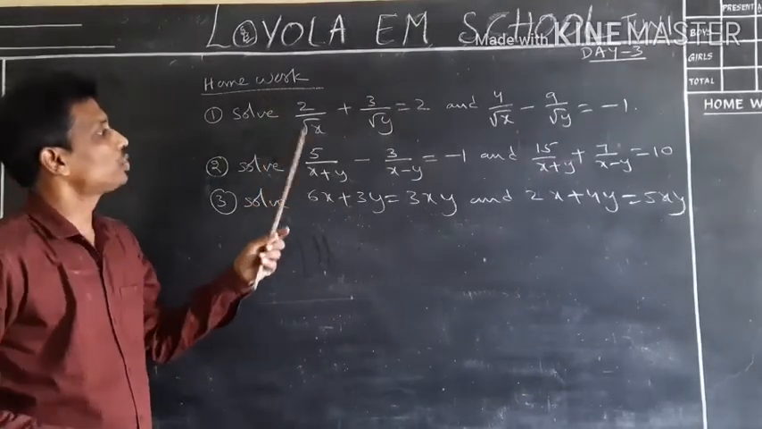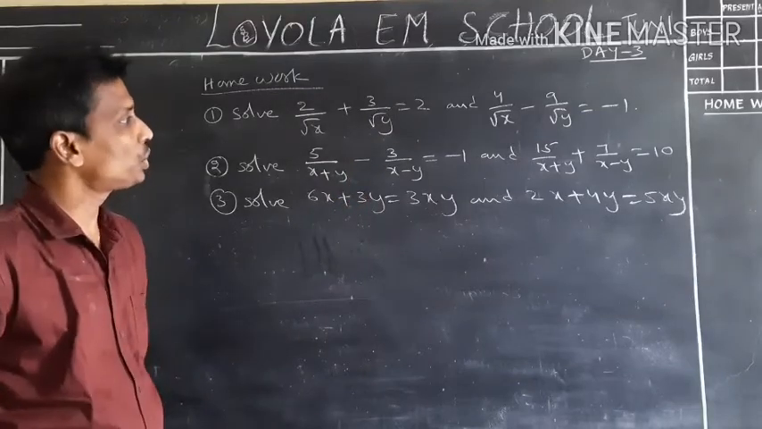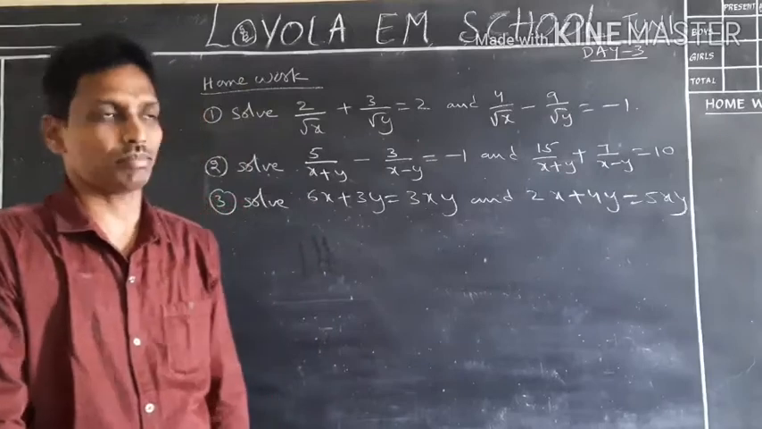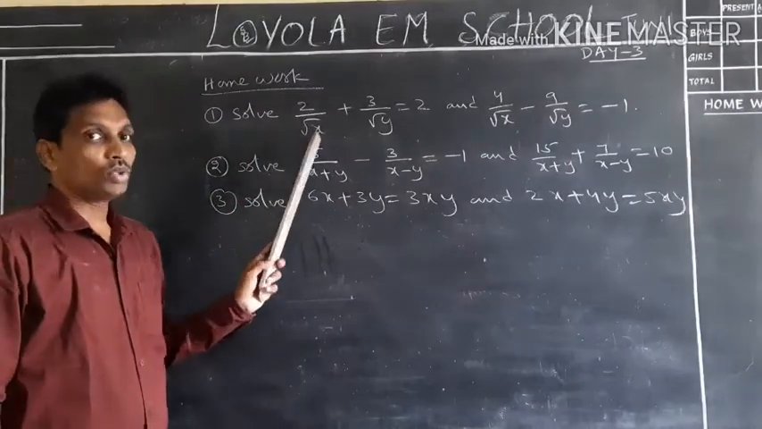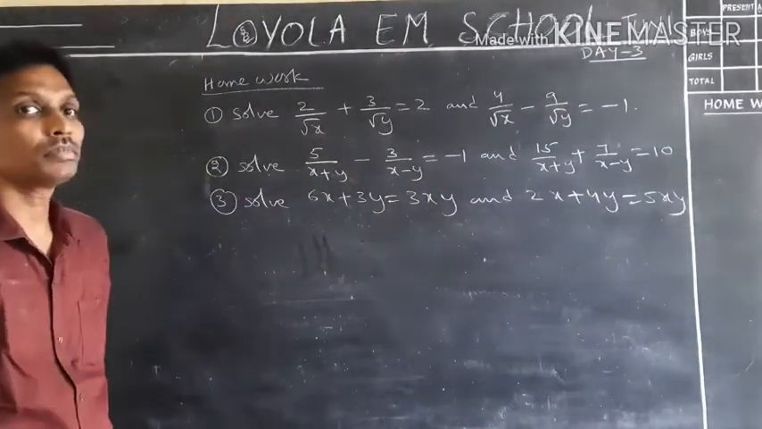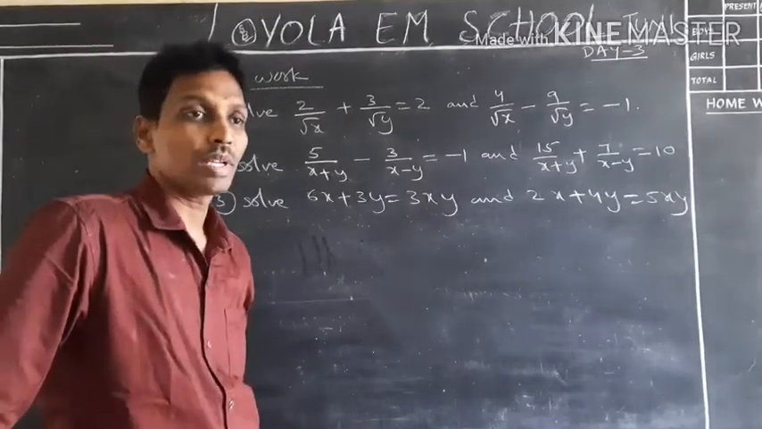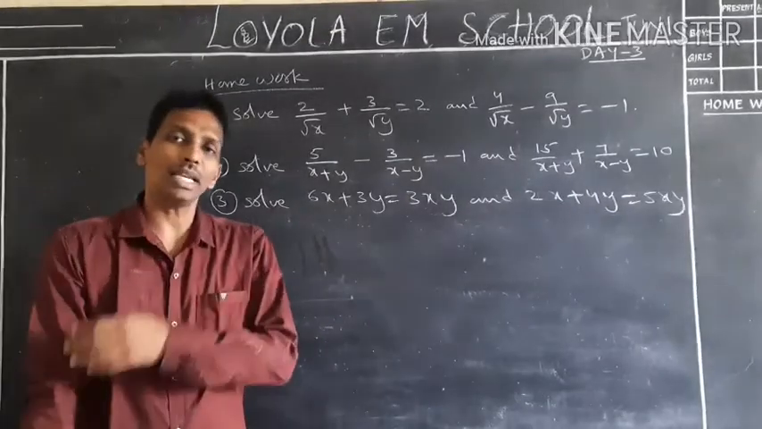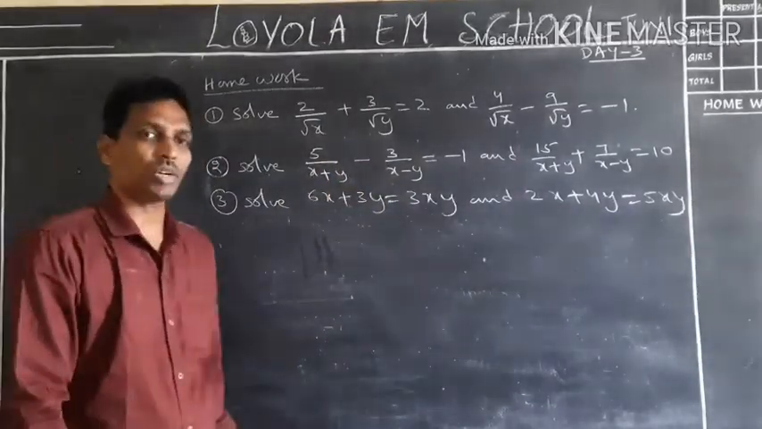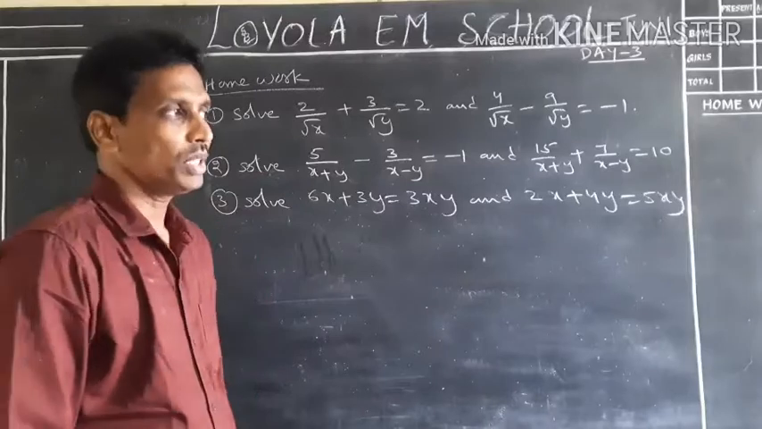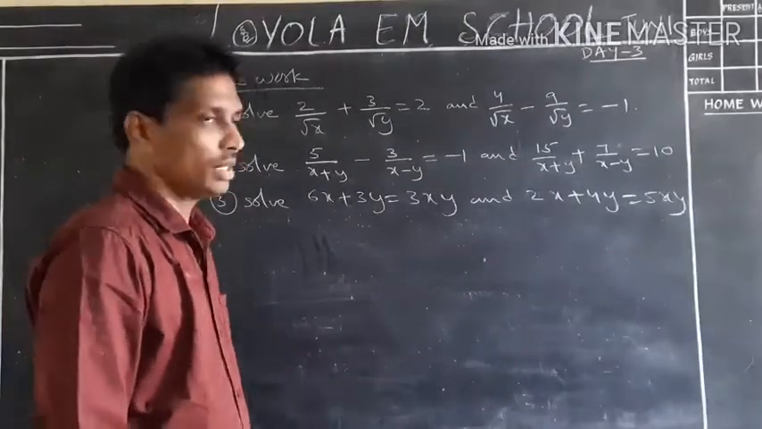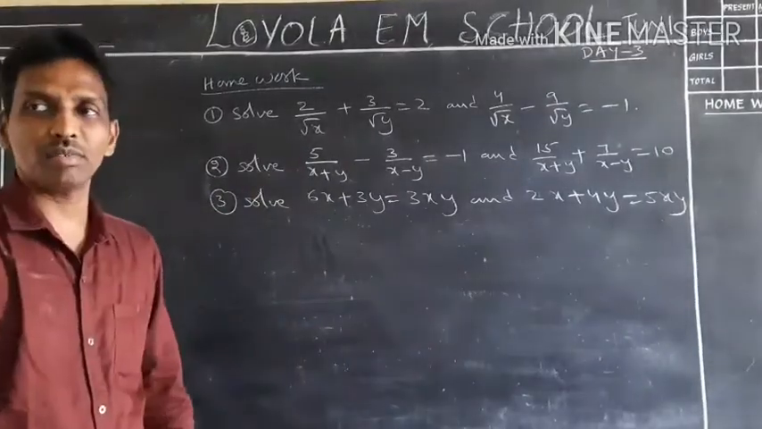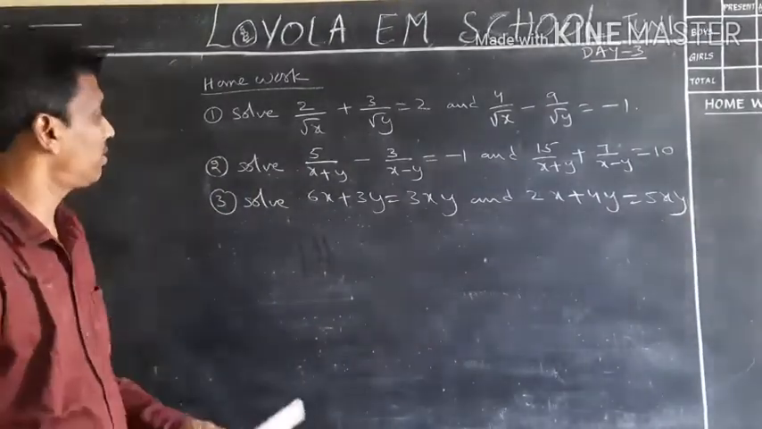Solve the first question: 2 by root x plus 3 by root y is equal to 2, and 4 by root x minus 9 by root y is equal to minus 1. So how do we take substitution? Yes, 1 by root x is equal to a, 1 by root y is equal to b. Then you may convert the equations in terms of a and b. Let us solve them. You will get a and b values. Then, by equating 1 by root x and 1 by root y, we get the x and y values.